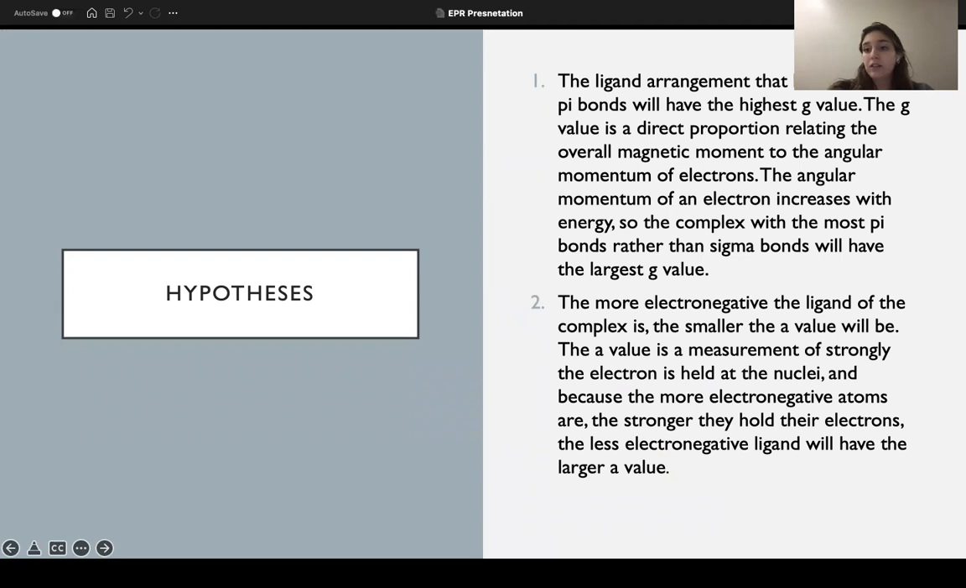My second hypothesis is that the most electronegative ligand of the complex will have the smallest A value. The A value is a measurement of how strongly an electron is held at the nuclei. And because more electronegative atoms hold their electrons more tightly, they will have a smaller A value.